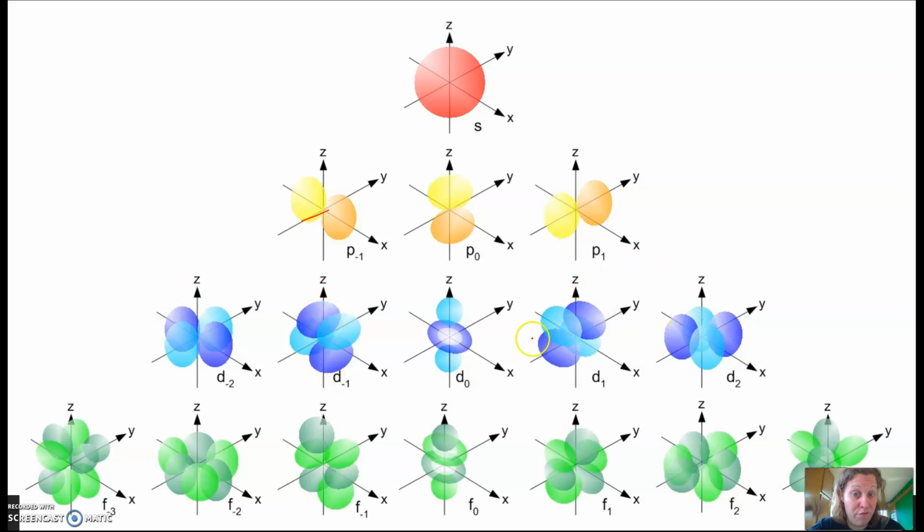D orbitals have that clover shape, laying horizontally and up and down. They're just 5 orientations, and this is the weird one: it's the 3 with a little donut around it. F is the flower. Look, there's 1, 2, 3, 4, 5, 6 lobes, though one of them has 8. I can't really tell, but whatever. There are 7 F's, 5 D's, 3 P's, 1 S. That's where those numbers came from on the previous slide.